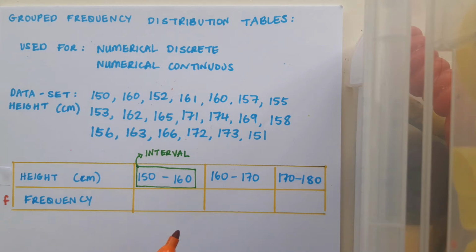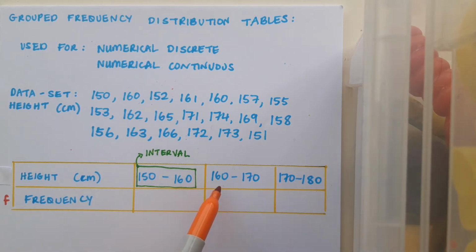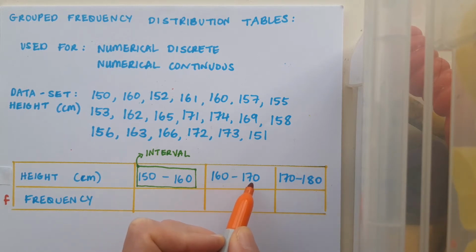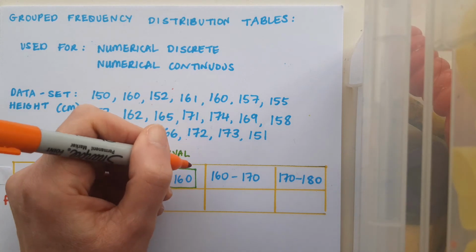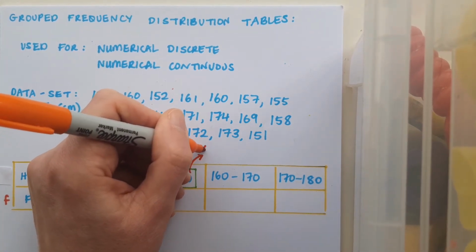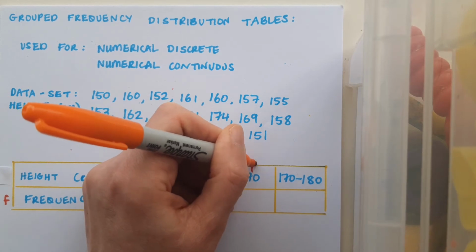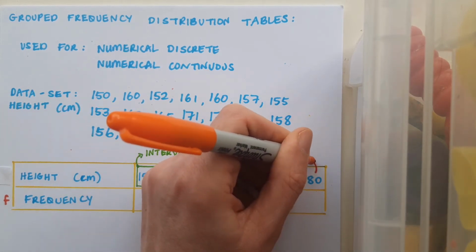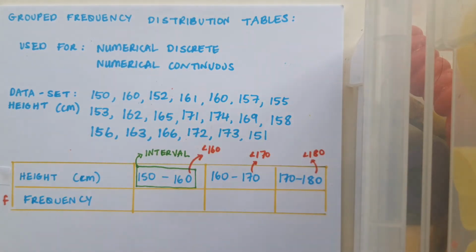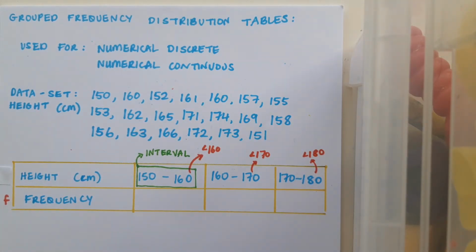And you'll see there that 160 is mentioned in this interval and in this interval. That'll sometimes happen, particularly for numerical continuous data. And what it means is that the values in this interval will be all the values right up to 160, but not including 160. The 160 will be included here, and this interval will go all the way from 160 right up to just before 170, but not including 170. So really, it's less than 160, less than 170, and less than 180.